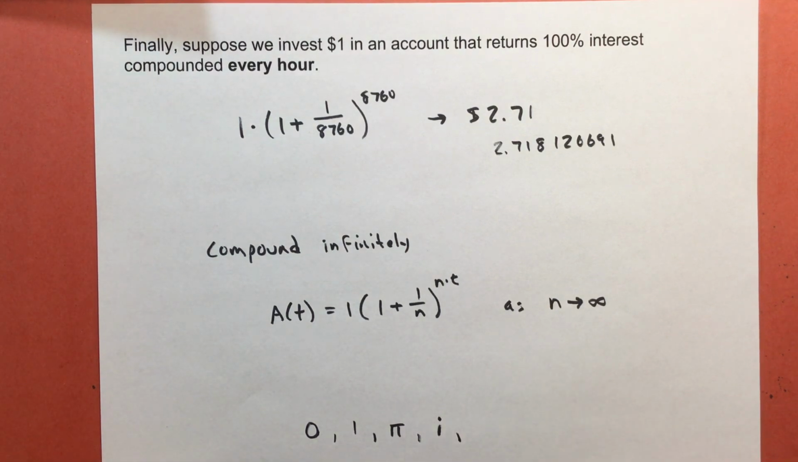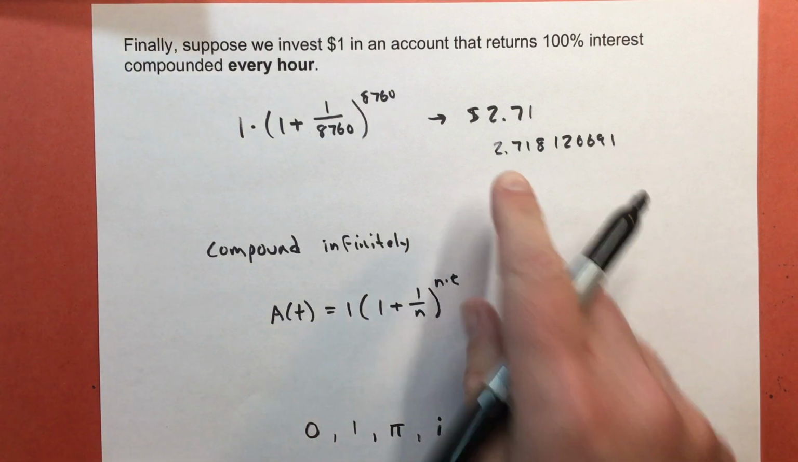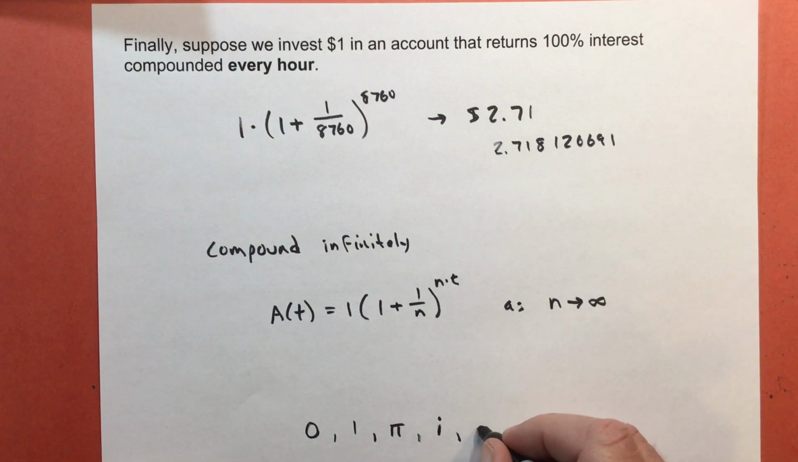The new one is an irrational number, which means it's a decimal like pi. It's a decimal that does not repeat and it does not end. It goes forever. So just like pi, we give it a letter. We give it the letter e.